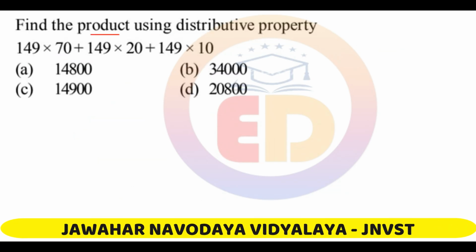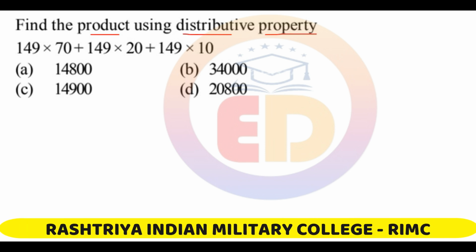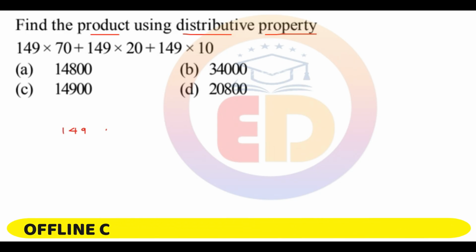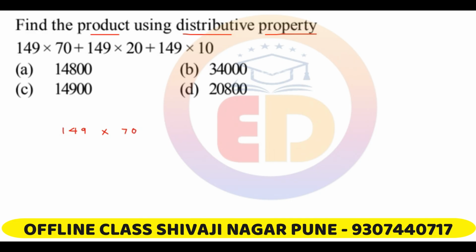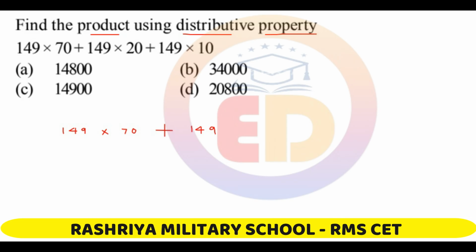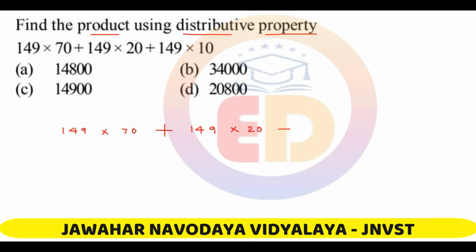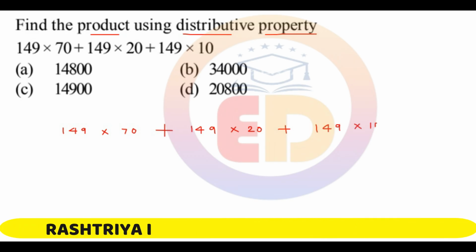Find the product of the following using the distributive property. It's 149 multiplied by 70 plus 149 multiplied by 20 plus 149 multiplied by 10.